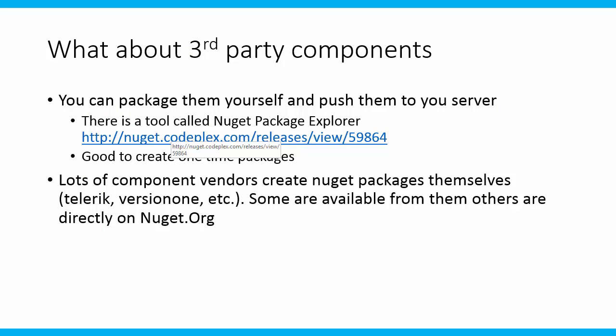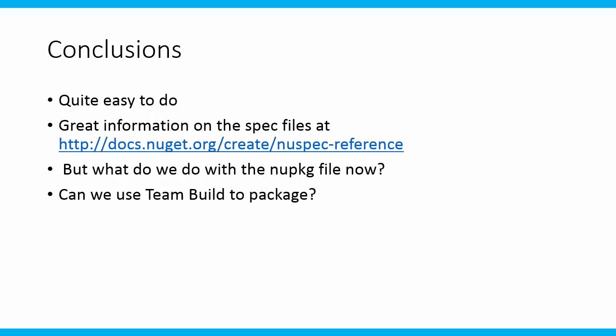So what about third-party components? Well, I just demoed the NuGet Package Explorer, which is available at this URL, and it's good to create one-time packages. So if you have old components that you maybe don't have the source for anymore, or it's a one-off that you got from the internet somewhere, but you'd like to make a NuGet package for it, you can use the NuGet Package Explorer to do that. A lot of component vendors create NuGet packages themselves. So Telerik, Infragistics, and others all have a NuGet package available from either their own site or some of them on nuget.org directly. As you can see, it's quite easy to create your own packages.